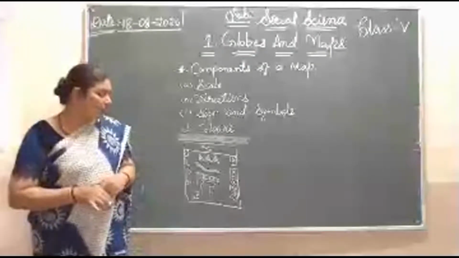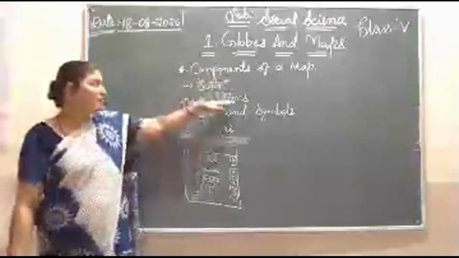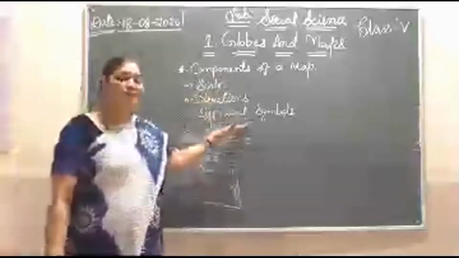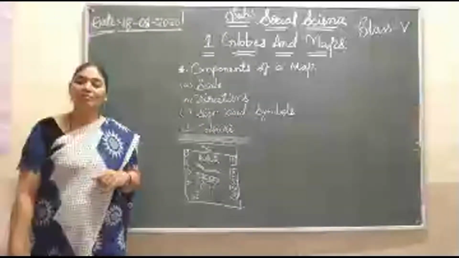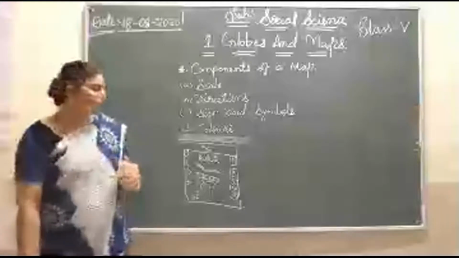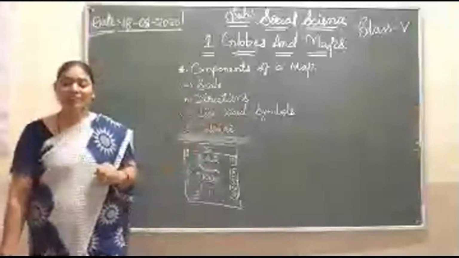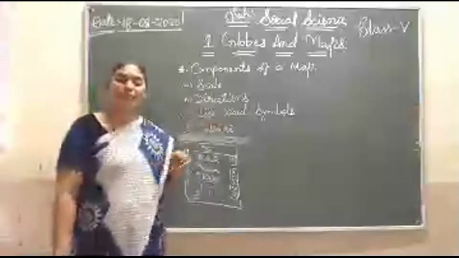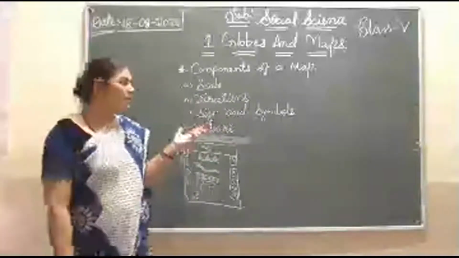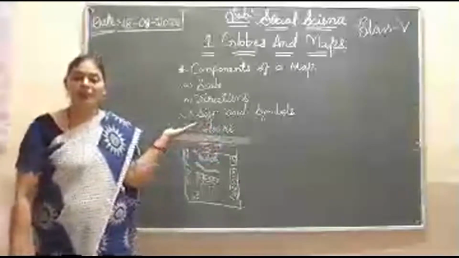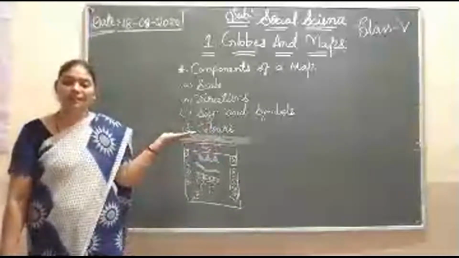So by the help of the map, in the map all scale, direction, signs and symbols and colors, we can understand the map better and good. So these are the components of a map. So before, in the previous class, I told you 3 types of maps. In 3 types of maps, maybe you remember, first political map, then again which map?